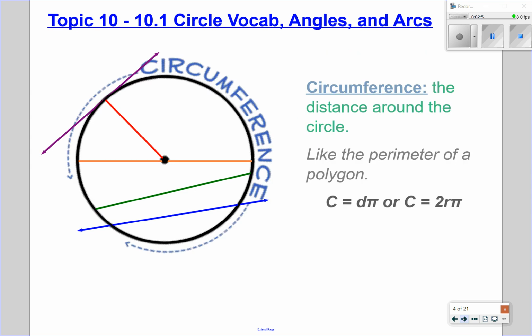Our first vocab word here should be a familiar one, circumference. The circumference of a circle is just the distance around. It's almost like the perimeter of a polygon. For those of you who are familiar, these are our circumference formulas, but that distance around the circle is represented by 2 times pi times r, or pi times diameter.